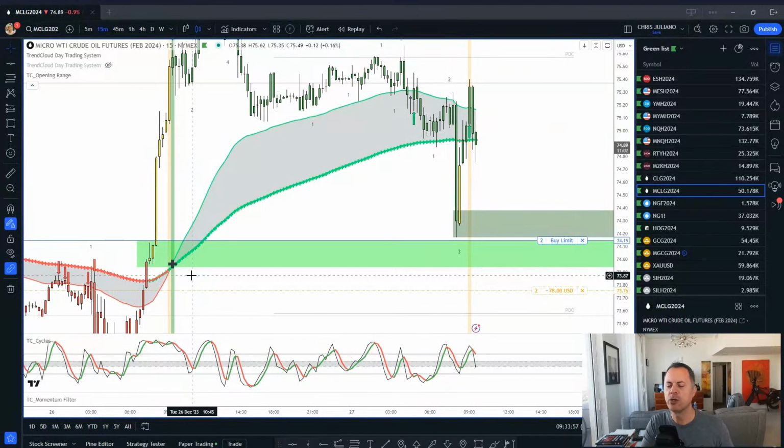Okay? You'll never know which one is going to work. So the only thing that you can do is choose the best supply and demand zone. Choose the best support and resistance level. Choose the best formation. Okay? That is all you can do in technical analysis.